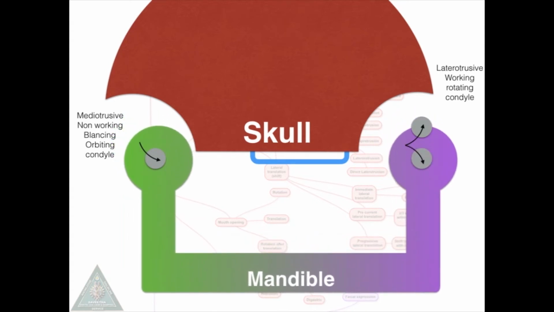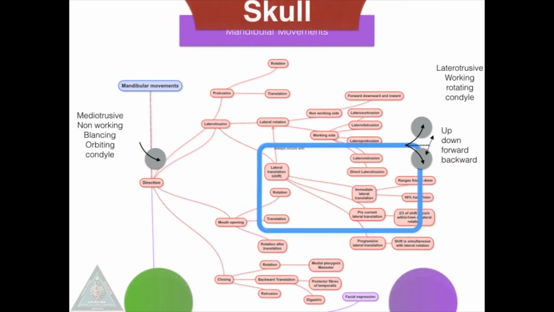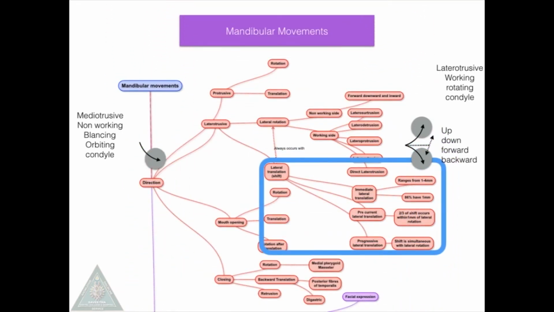Apart from lateral rotation, the next kind of movement we see in the mandible is lateral translation, also called lateral shift. It's also known as Bennett movement or Bennett shift. Bennett shift is again of three types, namely immediate side shift Bennett, precurrent side shift Bennett, and progressive side shift Bennett. Immediate side shift Bennett means the mandible will shift before it undergoes lateral rotation.